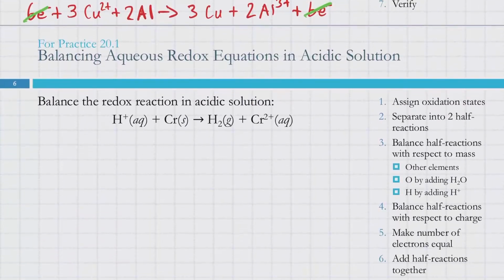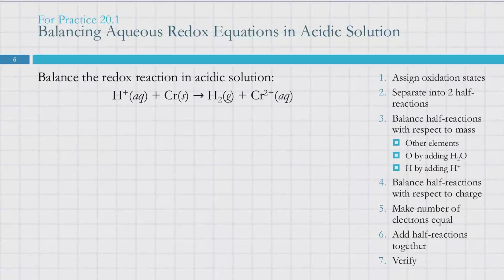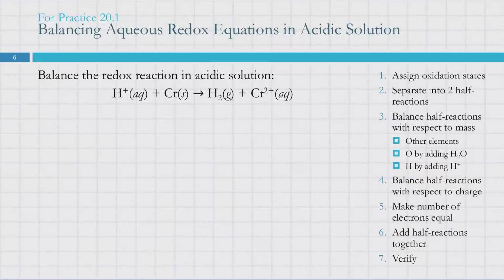Okay, let's step up the difficulty a little bit. Again, we are doing the same steps. We're assigning oxidation states. We're balancing this in acidic solution. So let's go through and find our 0 charge items. We've got chromium. Chromium normally exists as Cr, and we've got hydrogen gas, which normally exists as H2. Those both get a 0.